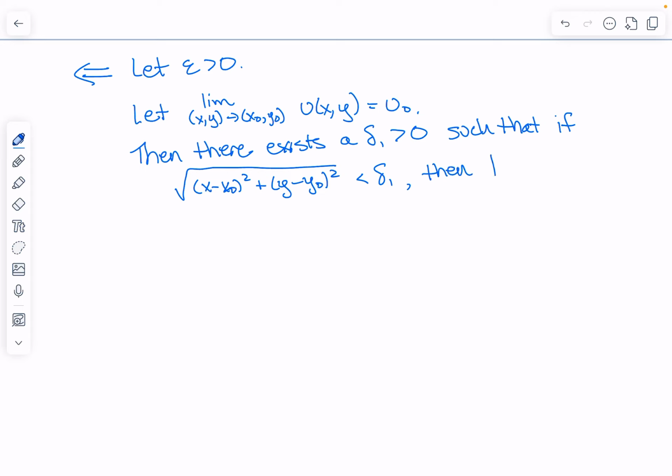then u minus u0 in absolute value, the distance between u and u0, must be small. And actually, I'm going to make it less than epsilon over 2. So epsilon is arbitrary, so I can figure out a delta 1 that will make it less than epsilon over 2. And that's the definition of the limit of this real function u of x y going to u0 as x and y go to x0 and y0.